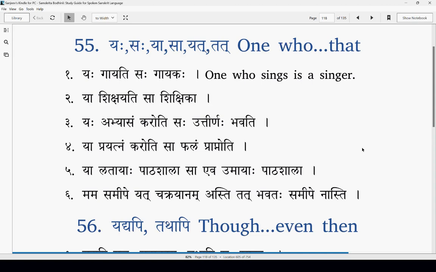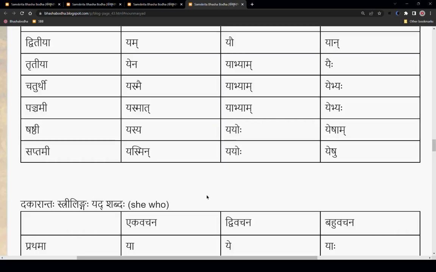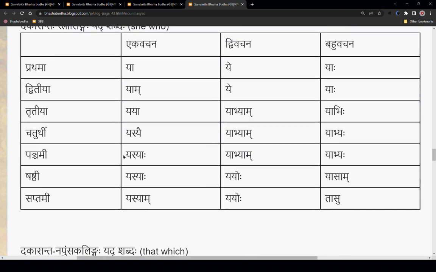Like that it can be paired, or you can just use yasya. यस्य कार्यक्रमः अस्ति तस्य गृहे अहं तिष्ठामि. यस्य कार्यक्रमः अस्ति तत्र वयं गच्छामः, something like that you can use. So if you are using ya, then the strilinga form of shashti of ya you have to look up, and it is yasyaha, right? You look at this, yasyaha.